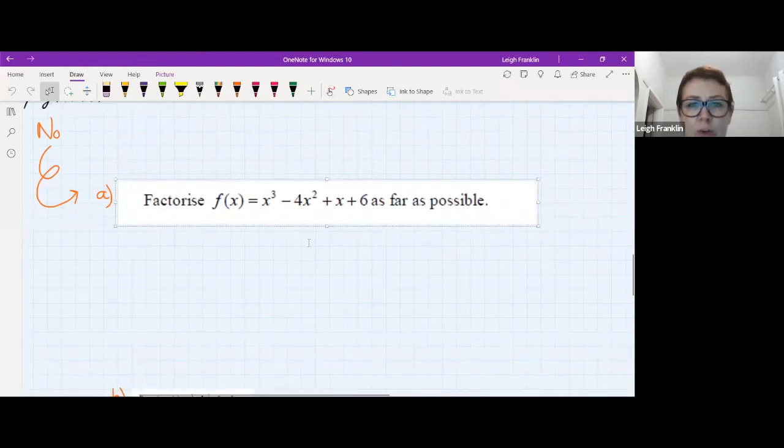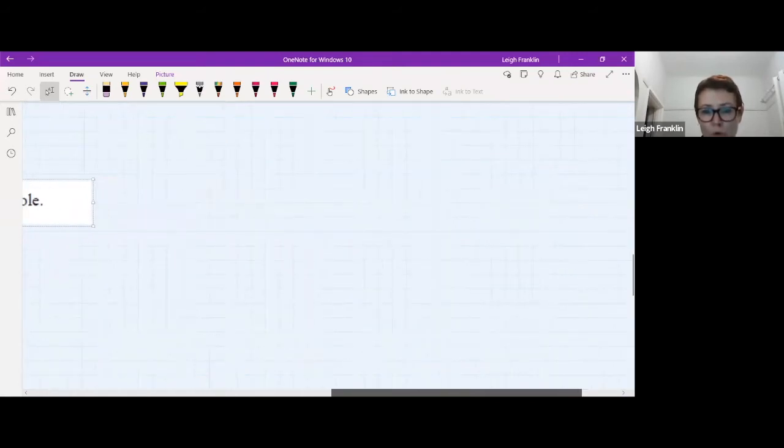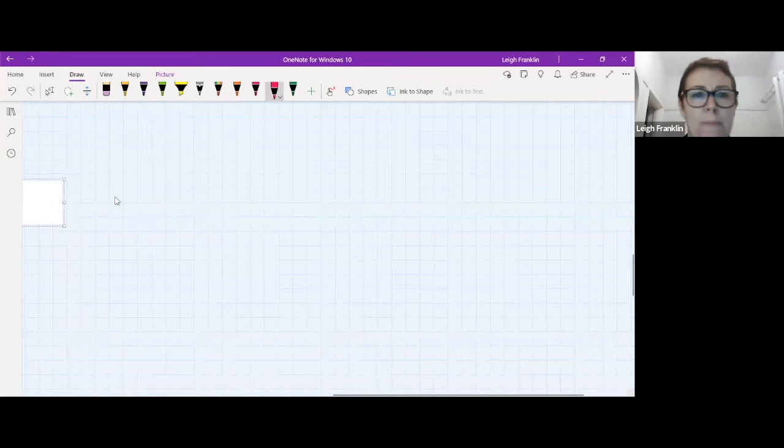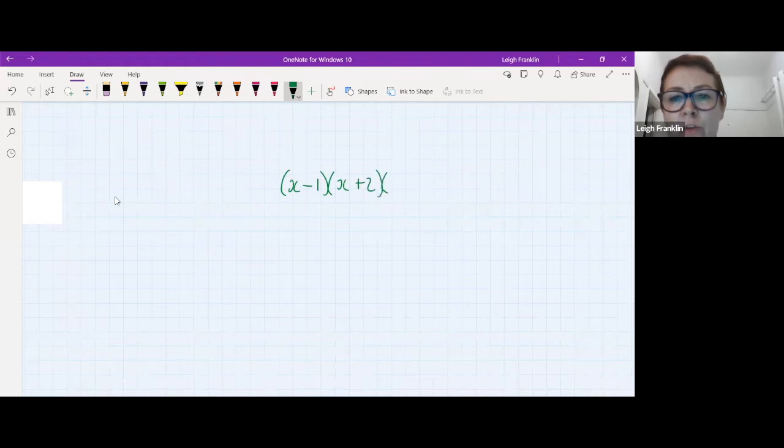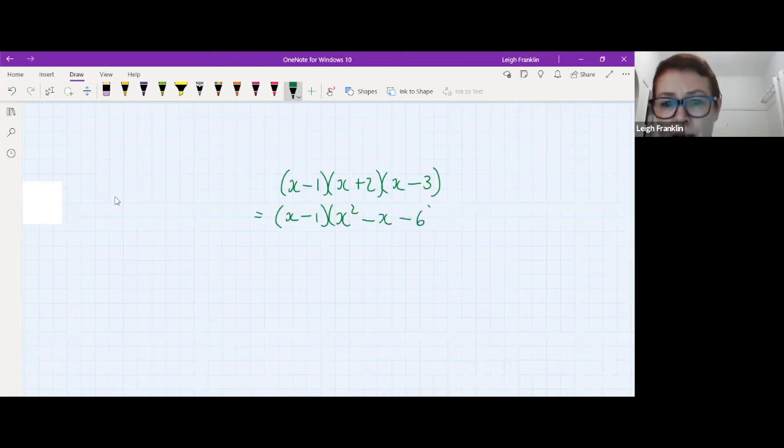So here I have given you f of x equals x cubed minus 4x squared plus x plus 6, to factorize as far as possible. Now what I want you to understand is where this comes from. Let's pretend I've got 3 brackets, the same 3 brackets I was talking about earlier. Let's say I've got x minus 1 times x plus 2 times x minus 3. If I leave my x minus 1 outside for now, this is me doing products. So x times x, this is FOIL, is x squared, minus 3x plus 2x is minus x, and positive 2 times negative 3 gives me minus 6.